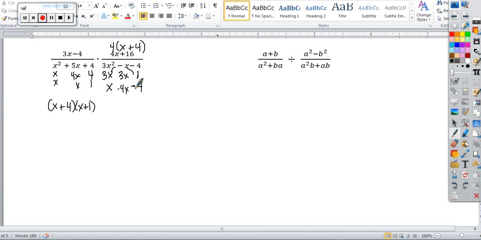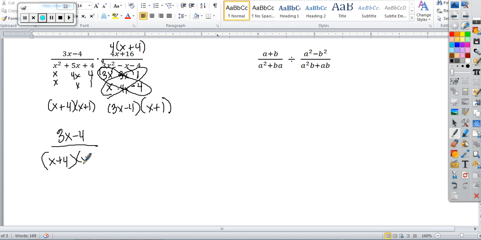And so now that I found my partners, the numbers I want to multiply, because I have a lead coefficient, I'm going to cross circle my partners here. And this one's going to be 3x minus 4 and x plus 1. Right, so I'm going to rewrite the whole problem. We have 3x minus 4 on the top, x plus 4, and x plus 1 in the bottom, times 4 times x plus 4, and then over 3x minus 4, x plus 1.